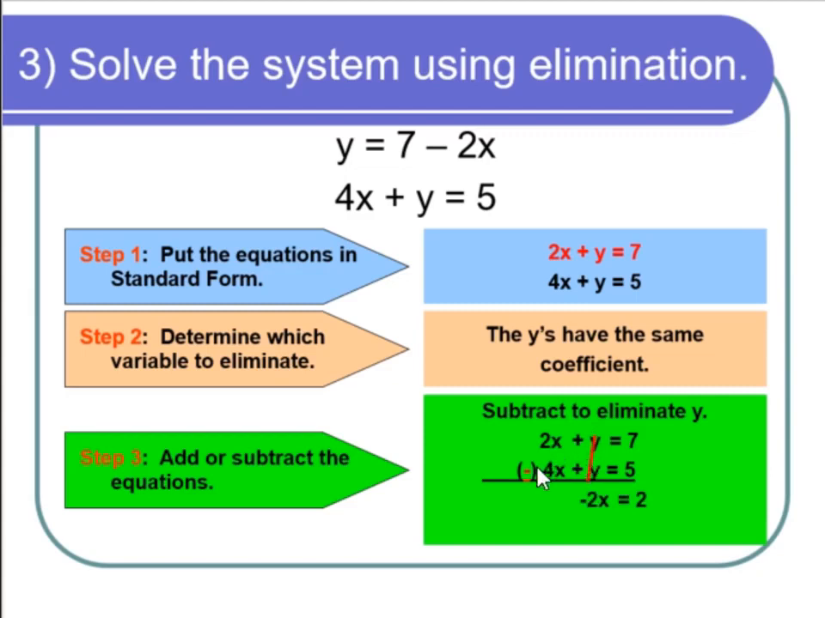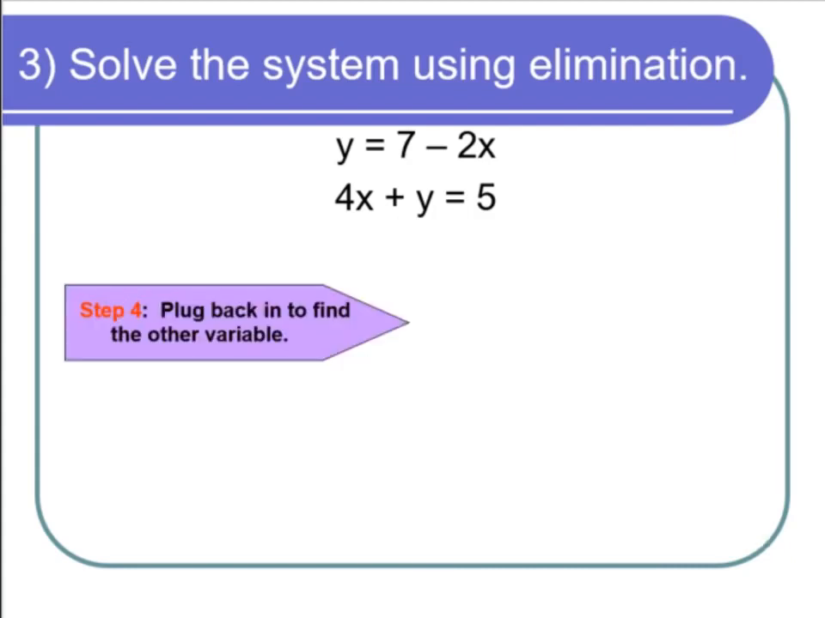What's now left is 2x minus 4x is equal to negative 2x, and 7 minus 5 is equal to 2. The coefficient of x is negative 2. We divide both sides of the equation by negative 2. So, negative 2x divided by negative 2 is equal to x, and 2 divided by negative 2 is equal to negative 1. Fourth step is to plug back in to find the other variable.